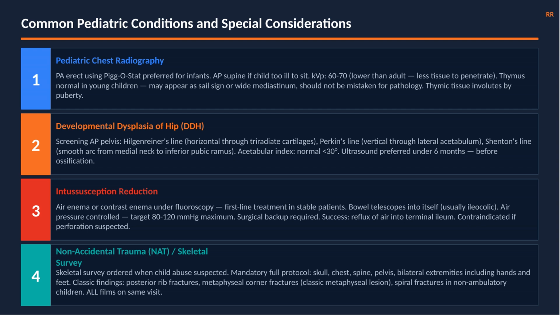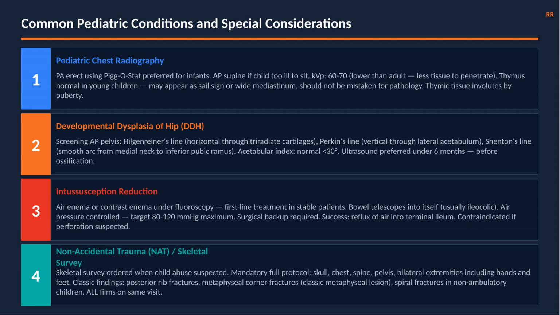The thymus in young children, infants and toddlers, is normally large. It may appear as a sail sign, a triangular opacity extending from the mediastinum into the right lung field. This is a normal finding, not a mass. Do not mistake normal thymus for pathology.